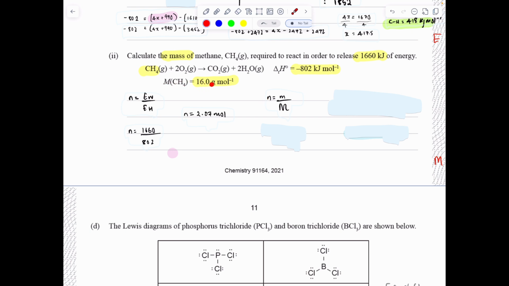Alright, the next step is to then plug in this value here. We've been given the molar mass already, so we could plug that in here and rearrange to find M. So, I've got 2.07 equals mass over 16, which is the molar mass of CH4. Rearrange that, so I divide both sides by 16. This cancels it out on this side, so I'm just left with M, and then on this side I'm timesing it by 16, so I get a mass of 33.1 grams, and that's worth a merit. And achieved if you get one step correct.